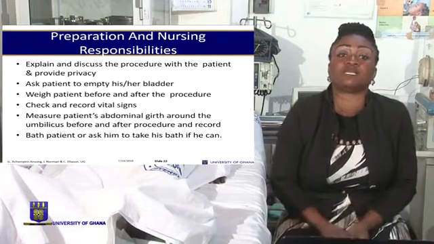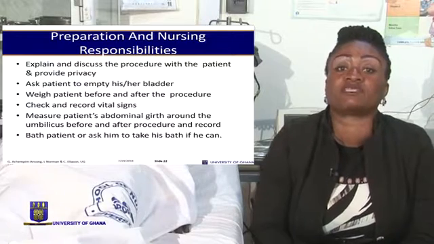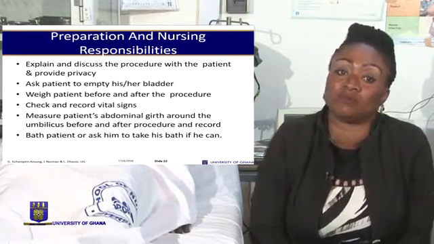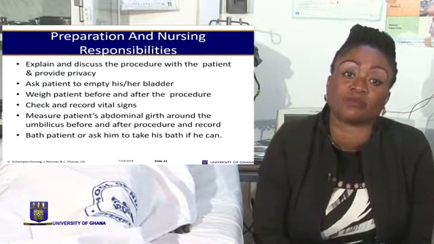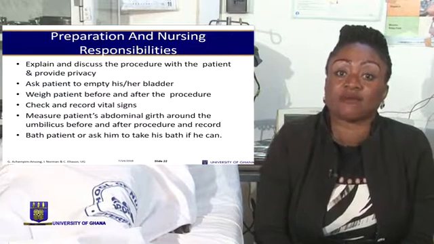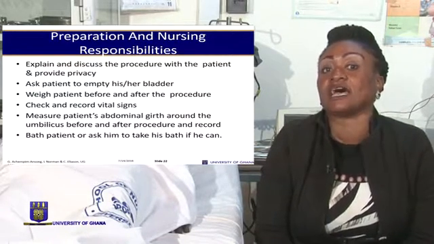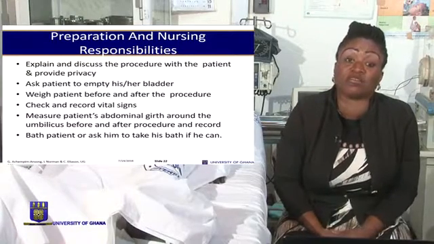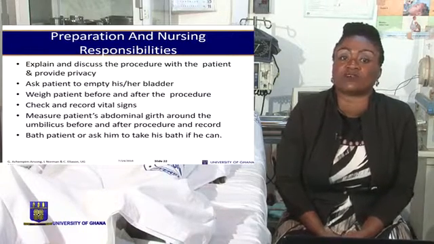So now the responsibilities of the nurse. The nurse explains the procedure, and then privacy is provided. The nurse also ensures that the trolley for the procedure is set. The patient is asked to void or empty the bladder before the procedure. The patient is weighed before the procedure, and the abdominal girth is also measured around the umbilicus before and after the procedure and recorded. Then the vital signs are also monitored.